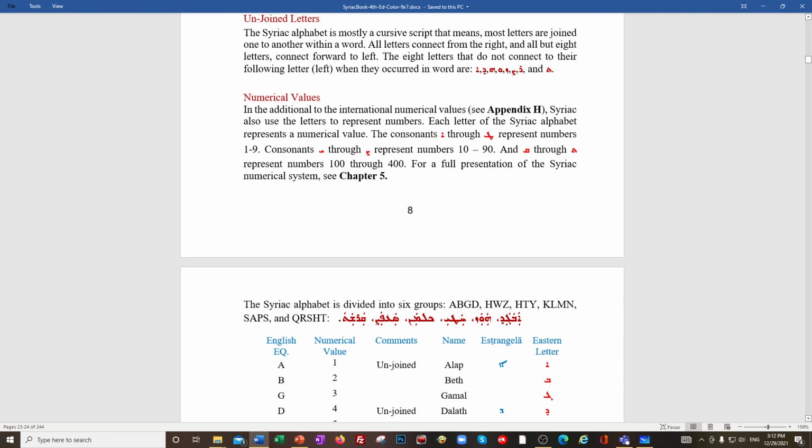After the 90, which is Sade, each letter is counted by 100 up to the last one, Tau, which is 400. Does that mean we only have up to 499? No. Chapter 5 is going to cover the rest. So far these are up to 499, which we're going to learn in the second chapter. And then in chapter 5 we're going to learn more, beyond the 499 numbers.